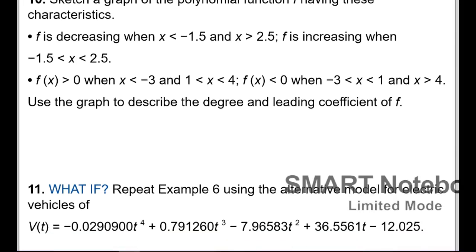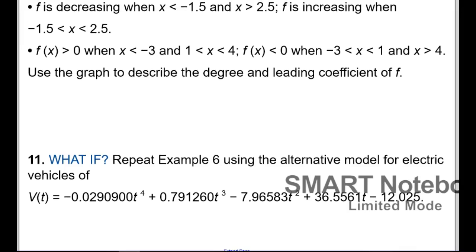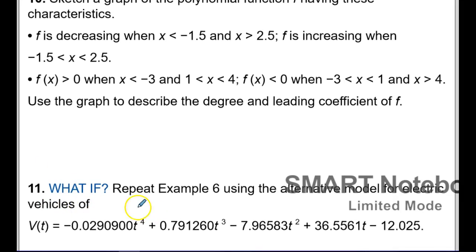And then our last little piece that we want to think about is if we have a different model, which here we can see now. If we have this model instead of the model that we just talked about for that last example, what would it look like? Would I still want to use that model? What's my average rate of change like?